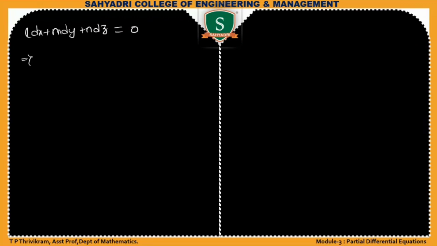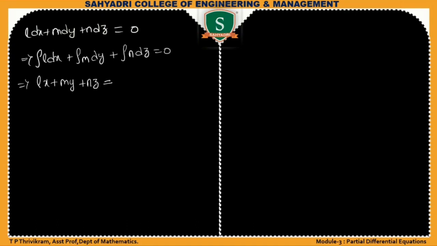Implies, apply integration on both sides. Integral l dx plus integral m dy plus integral n dz is equal to 0, implies lx plus my plus nz is equal to some integrating constant you have to put. You can put it as c1 or you can put it as u also, whatever letter you want other than xyz lmn. So this is a function of xyz, so take it as equation 2.